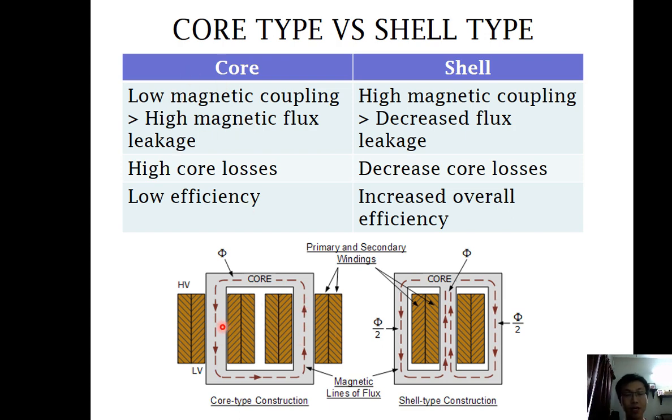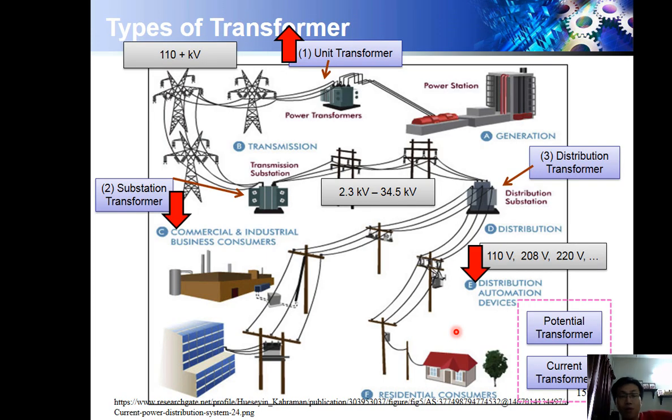For example, I have 10 Weber here. When transferred to here, it might be 8. Compared to the shell type, it has a high magnetic coupling and decreased flux leakage, which means if I have 10 Weber here, I might have 5 Weber here and 5 Weber here. There are no losses or fewer losses. For the core type, there is high core loss. For the shell type, there are low core losses. For the core type, we have low efficiency. For the shell type, we have high efficiency. Yeah, just a general overview of the types of transformer.